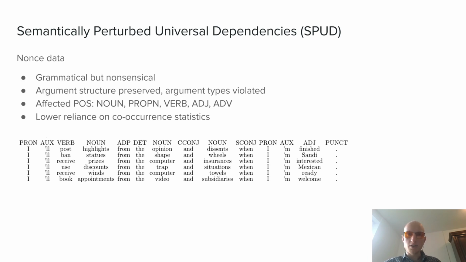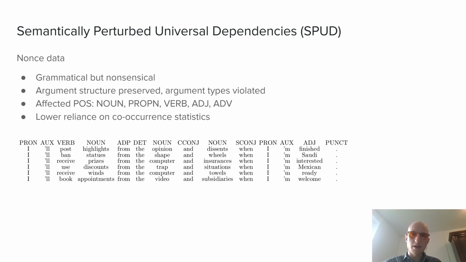The perturbations preserve argument structures. For example, the transitive verb post is replaced with other transitive verbs. Argument types, on the other hand, are potentially violated to different degrees. For example, in certain contexts, it might make sense to talk about banning statues, but it is unclear what it means to ban statues from the shape and wheels. The part of speech tags affected by these replacements are nouns, proper nouns, verbs, adjectives, and adverbs, so basically all content words. And as a consequence, the nonce sentences have much less useful information in terms of co-occurrence of words.